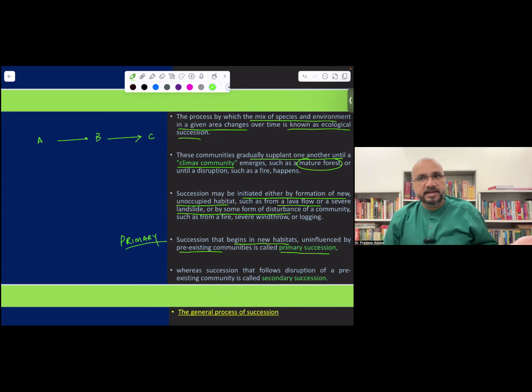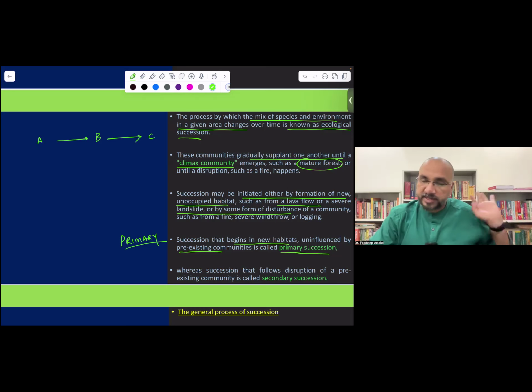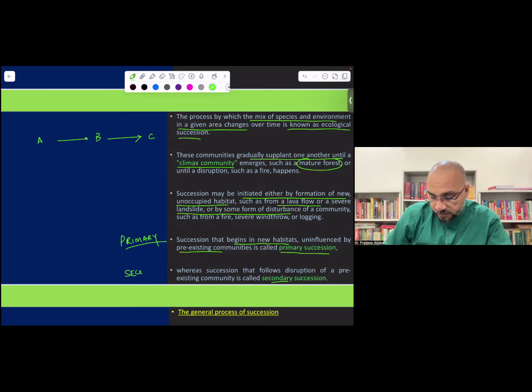But if there was a community earlier and there was some disturbance like a forest fire and all the trees have been burnt, some might survive, or the seeds inside the soil may survive and germinate afterwards, and slowly again they will overtake the area and occupy the community. So there was a community earlier, but it was destroyed due to some natural calamity or forest fire. Again they will reoccupy. In such a case we call it secondary succession. Okay, now you understand what primary and secondary succession are.